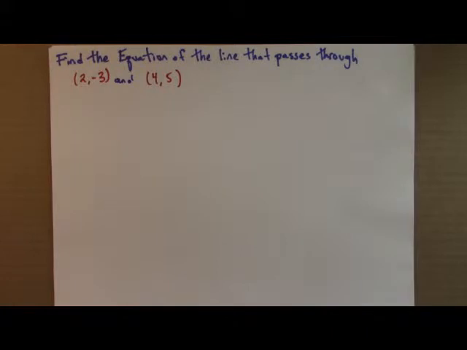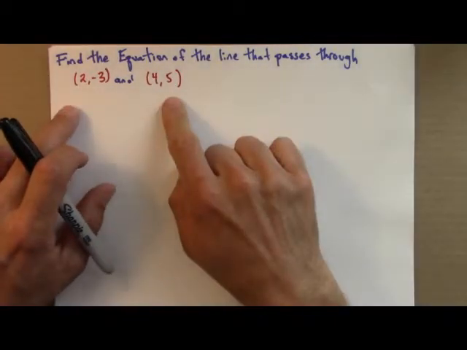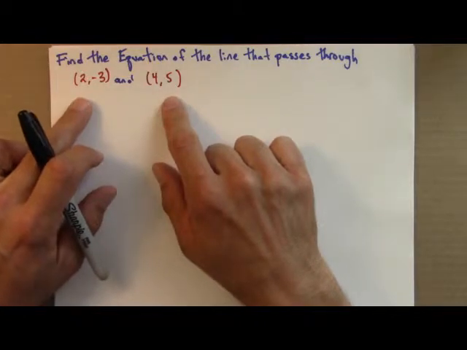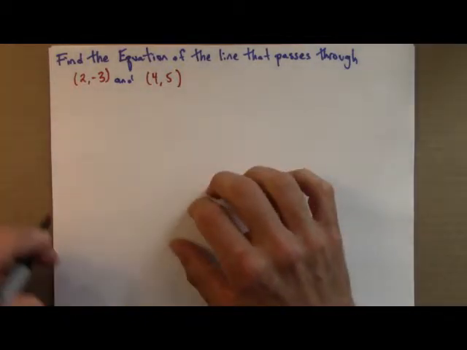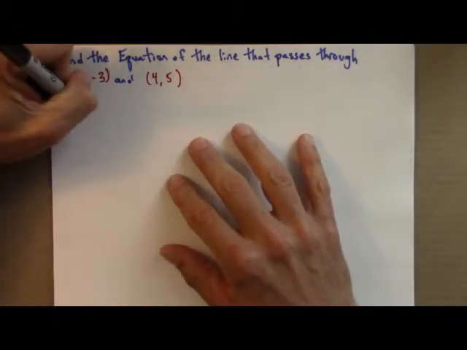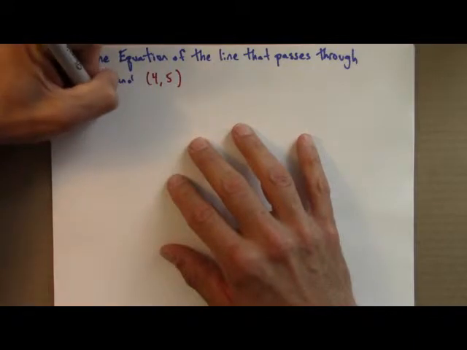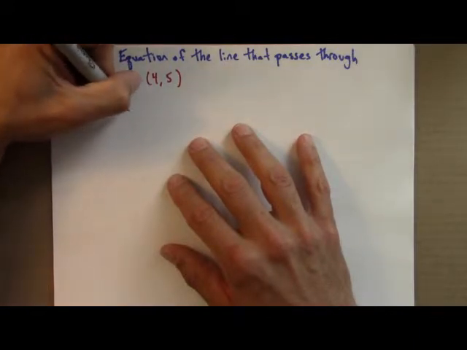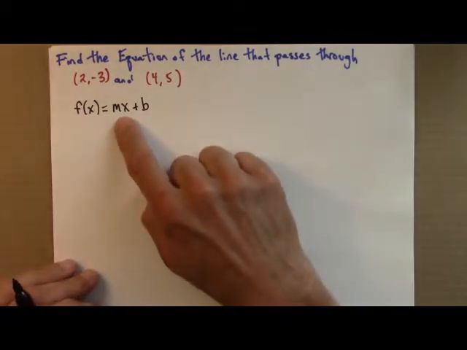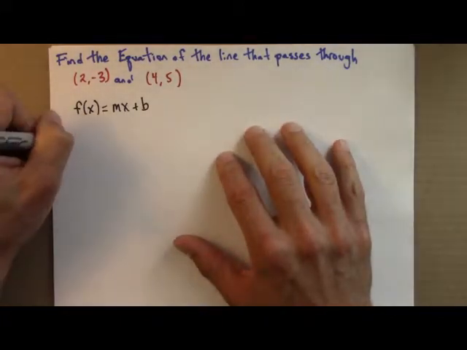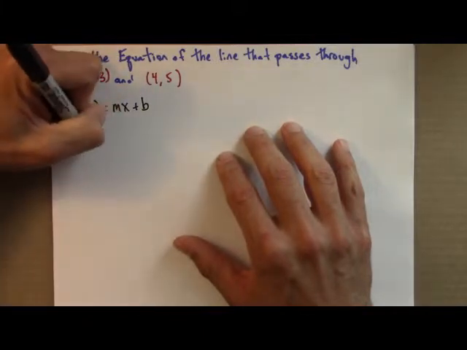So here's an example. Suppose we want to find the equation of the line that passes through the points (2, -3) and (4, 5). So 2 points geometrically determine a line. Let's figure out what that line is, what the equation is for the line. So since it's a line, we know that the equation is f of x equals mx plus b, y equals mx plus b. So let's figure out the slope, m, first.